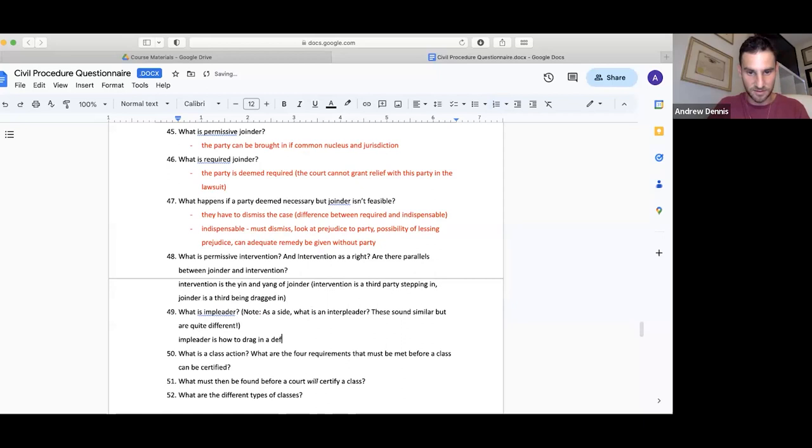And we could have statutory or rule interpleader. And it's about diversity. The main difference is that rule interpleader is only $500, where statutory is going to be $75,000 for diversity. Those questions can get tough.